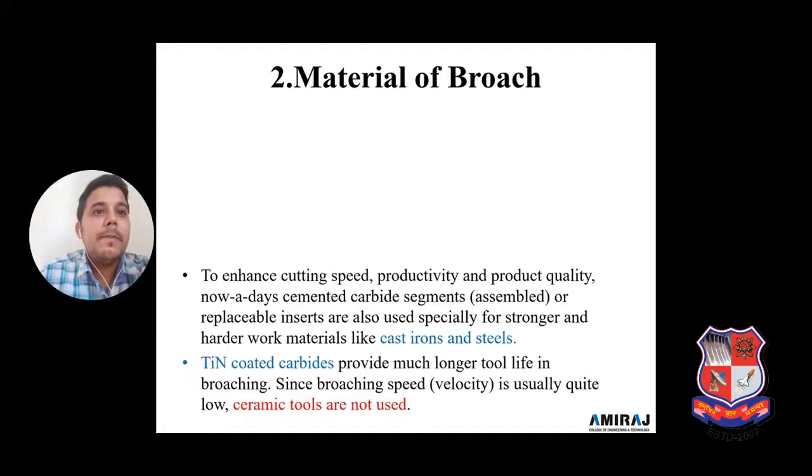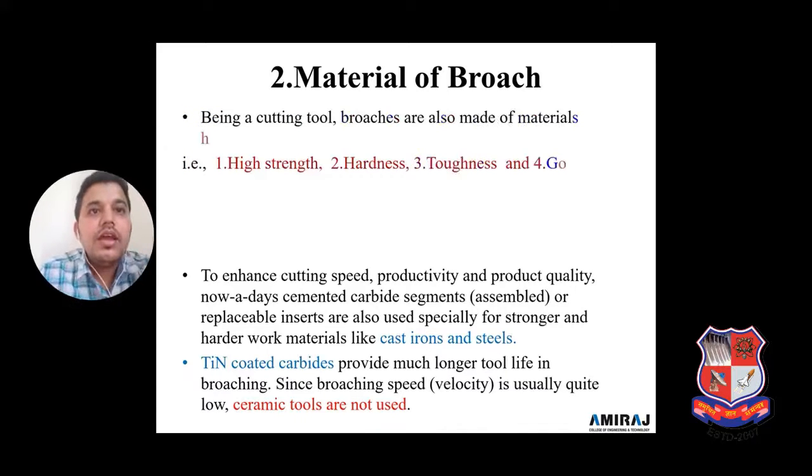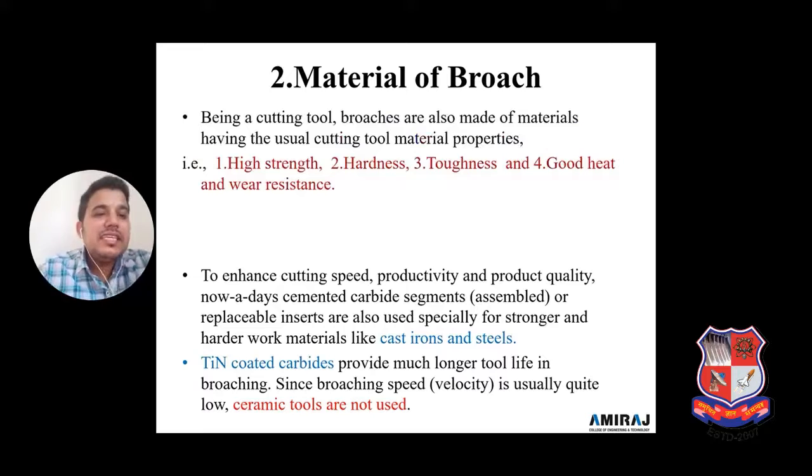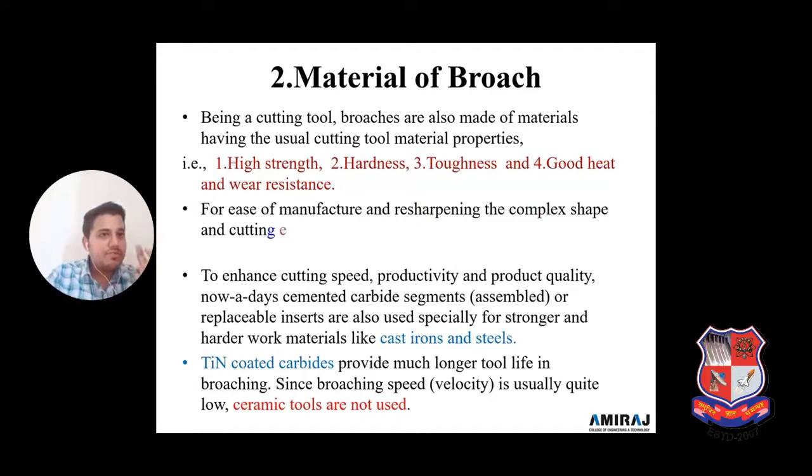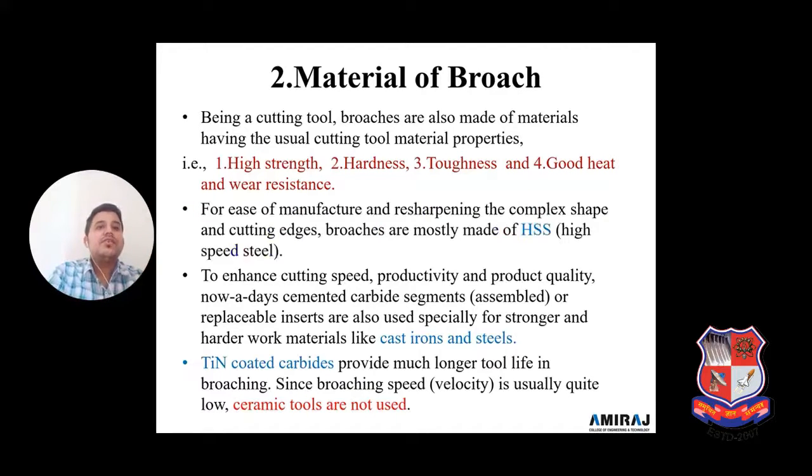Let's go ahead. Material of the broach. Like any cutting tool, broaches are also made from materials having useful cutting tool material properties like high strength, hardness, toughness, good heat and wear resistance. So these are some properties that we have to know for the selection of a particular broach tool. For manufacturing and representing complex shapes, we use HSS, high speed steel, we know that.